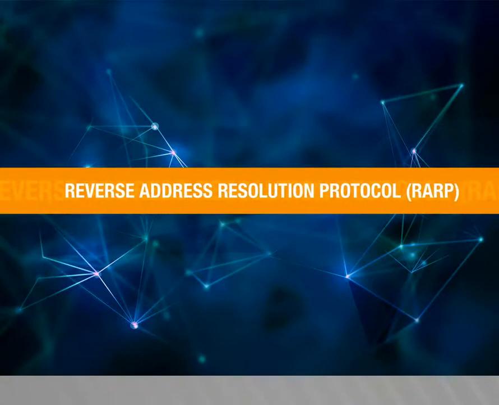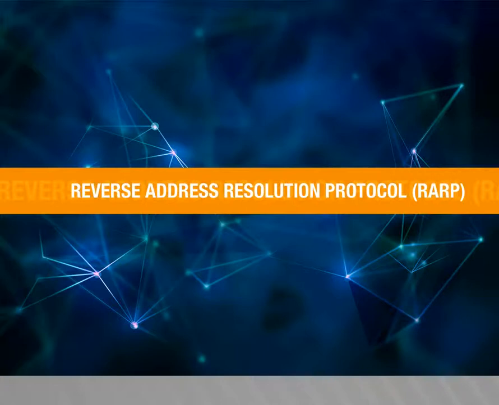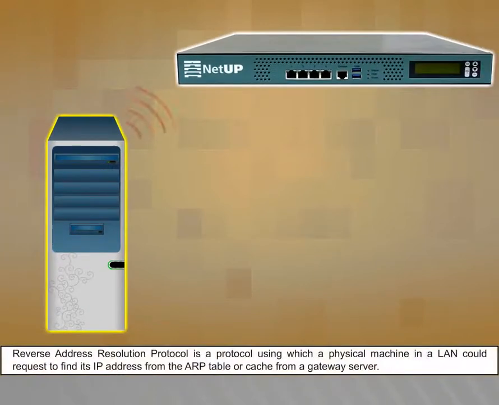Reverse Address Resolution Protocol RARP. In this video, we are going to see about Reverse Address Resolution Protocol RARP. Reverse Address Resolution Protocol is a protocol using which a physical machine in a LAN could request to find its IP address from the ARP table or cache from a gateway server.